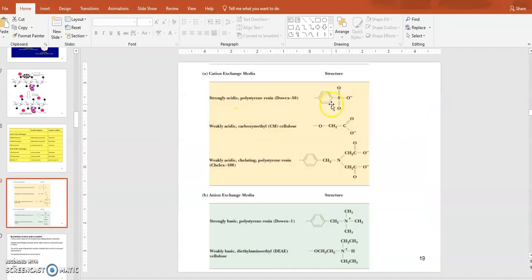So these are their chemical structures, negatively charged, right? They'll bind with the positively charged ions, which are the cations. So cation exchanger is the name for these. And then these will have positive charges, so they will bind with the negatively charged anions. So they are called anion exchangers. Make sense?